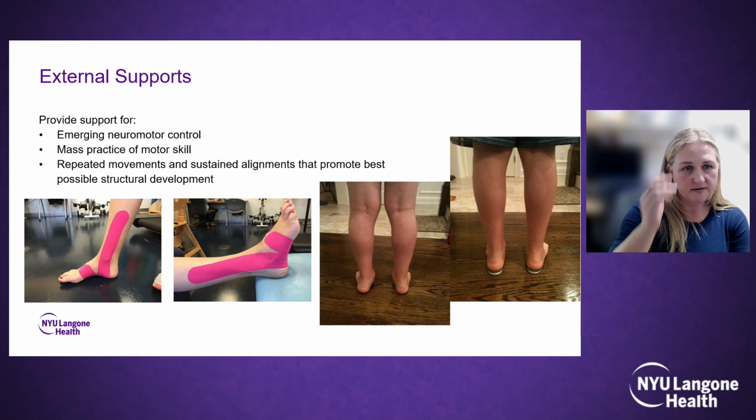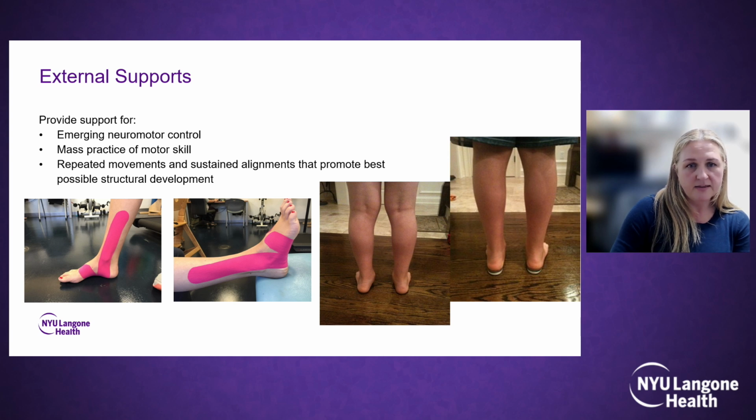Here's some examples of your external supports, just your kinesio taping. And this guy here, you can see how he's so pronated, but just with simple shoe inserts, his alignment looks so much better. And this is the proper alignment. This is where we want to work on our strengthening and our gait training.